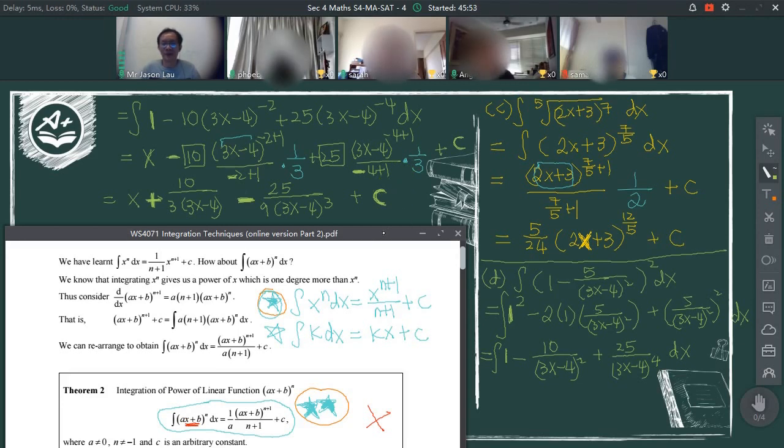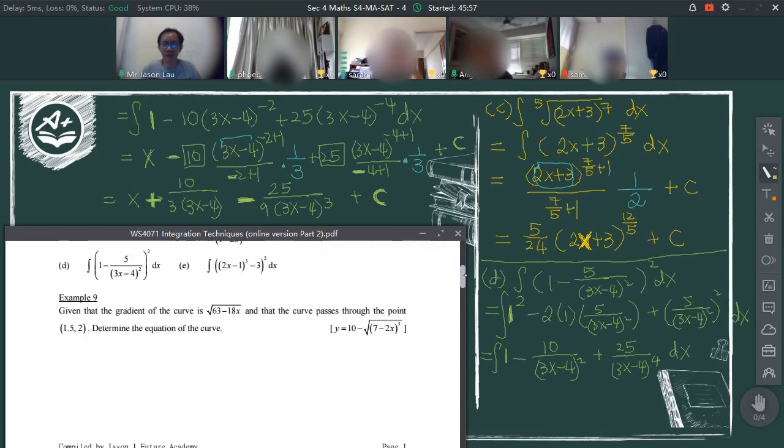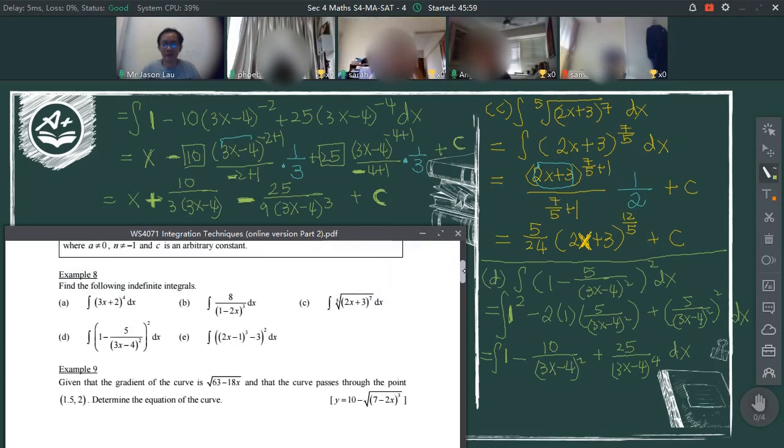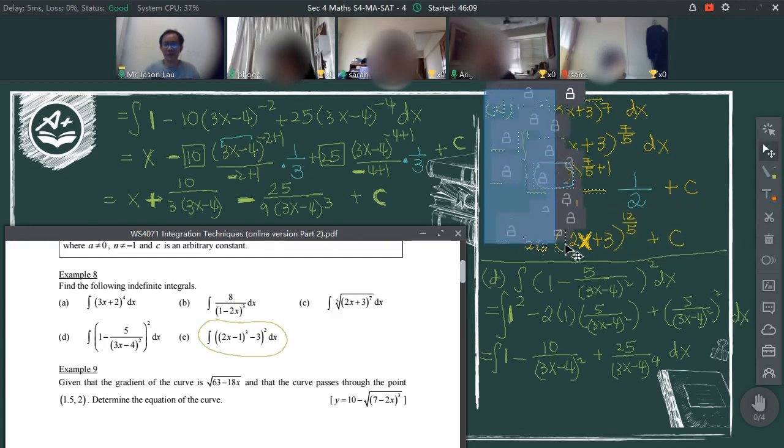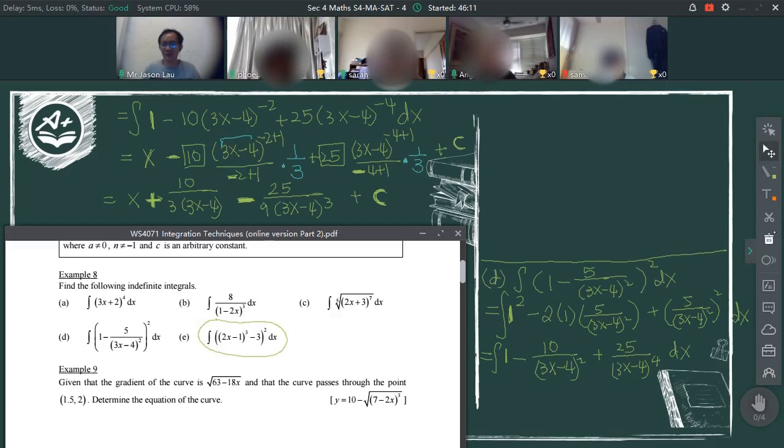Yeah, we look at the next one. I scroll it down. Yeah, this one. E. Okay, so you look at E. Just finish off this question, even though I think we know what to do already. So this is E. So integrate.